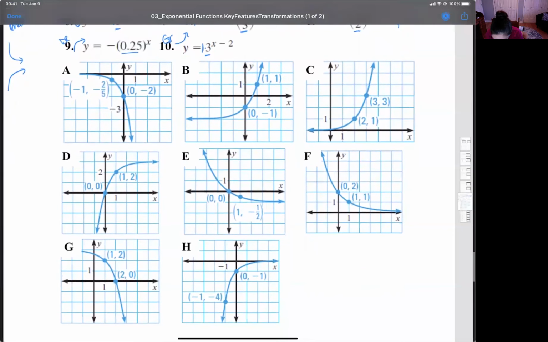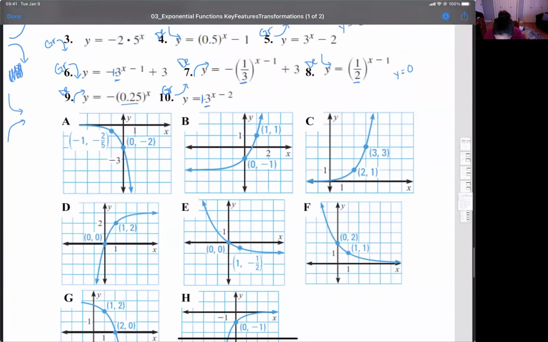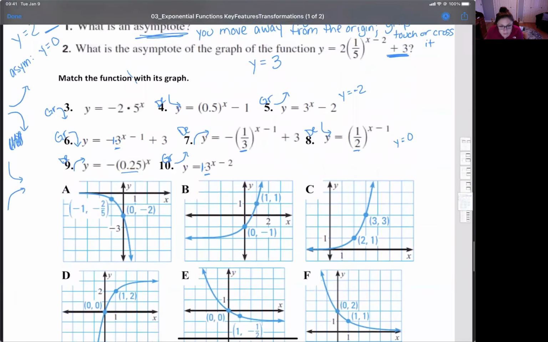Looks like just A and G here. So to decide between these two, that's where I'm going to look at my key point. So in our early sets of notes, we talked about this C value, this initial value, or that lead coefficient, as I called it a minute ago, being the y-intercept.